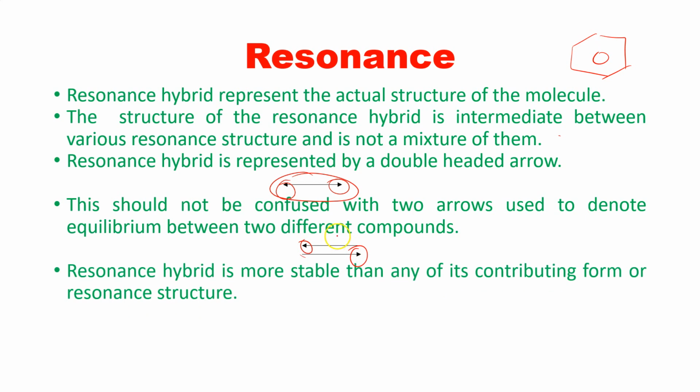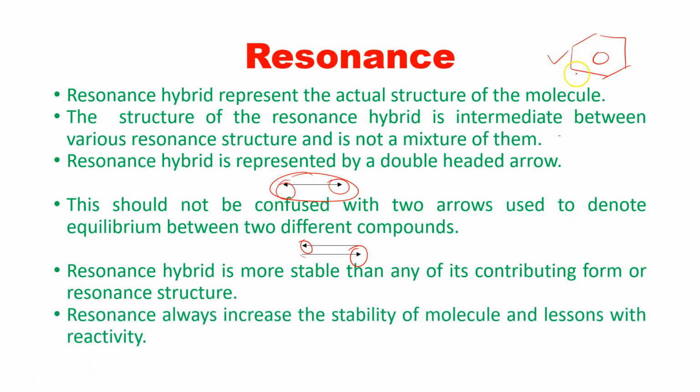A resonance hybrid is more stable than any of its contributing forms. So this form of benzene, having a ring in between, is more stable than any other structures having bonded structures. As resonance increases, the stability of the molecule also increases, and it lessens the reactivity. Reactivity is reduced when there are more resonance structures. As the number of resonance structures increases, stability increases, and as stability increases, reactivity decreases.